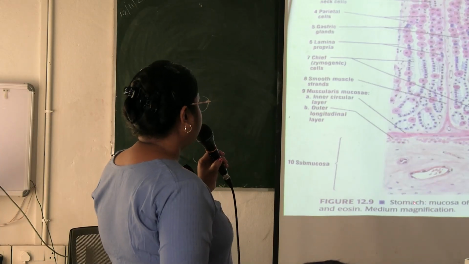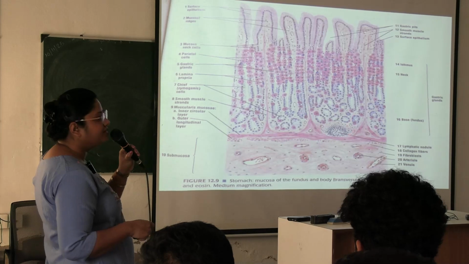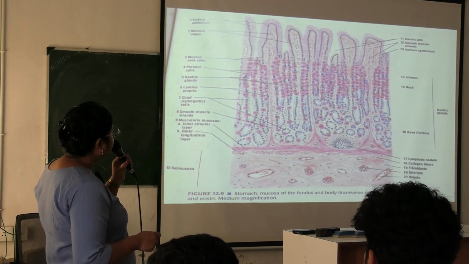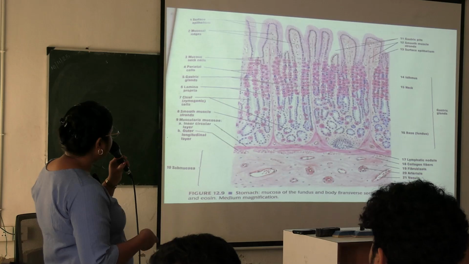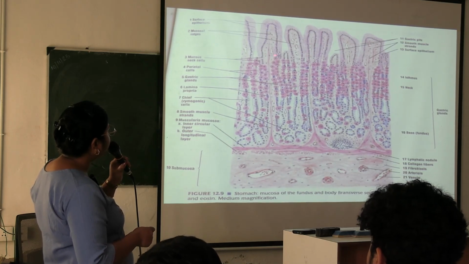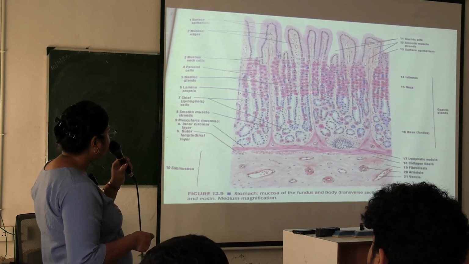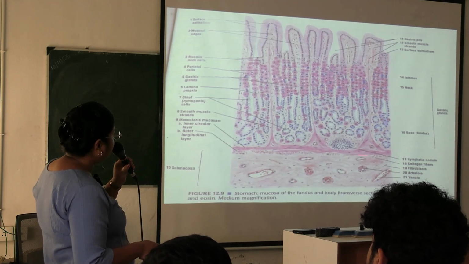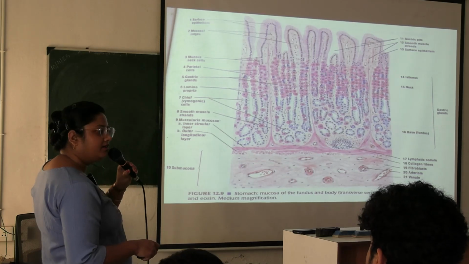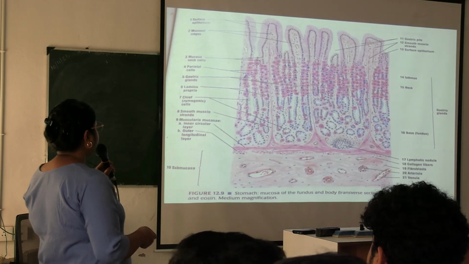And this is mucosa of fundus and body. This is a picture from the histology atlas. It looks like this. Okay, we have discussed already. These are the gastric pits, gastric glands, parietal cells, chief cells, mucin secreting cells, some lymphatic nodule, muscularis mucosa, submucosa. Okay, sections of arterioles, venules.